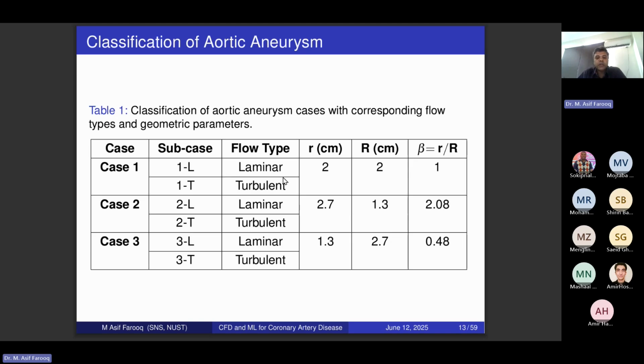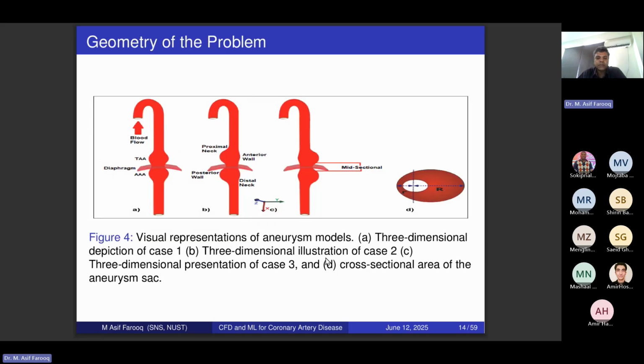So case 1 is all about the laminar and turbulent flow, and you can see there is a ratio of r over capital R, which shows how symmetric or asymmetric the aneurysm is. For case 2, we have asymmetry, and we also discuss laminar and turbulent flow in that case with the beta, which is the ratio of r over capital R, and it has the value of 2.08 and so on. Case 3 is a similar asymmetric case. This is our geometry that we discuss in the paper, and I present it to you here.